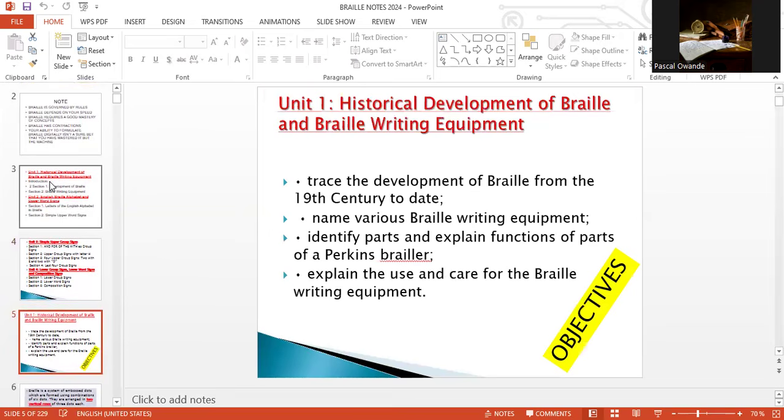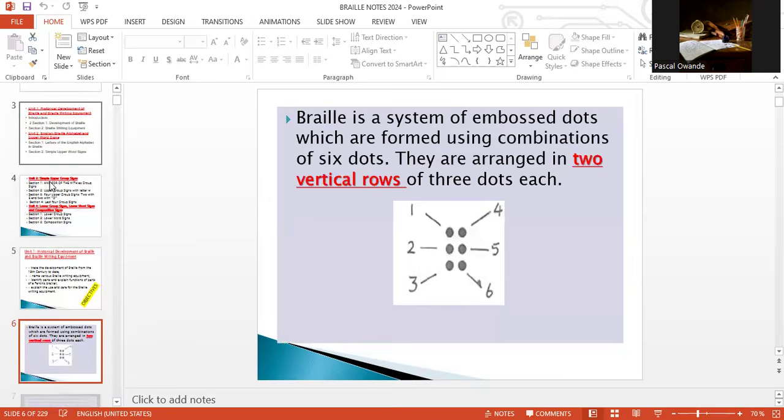Now, under the historical development of Braille and Braille writing equipment, we say that the objectives here is that by the end of this unit, the teacher student should be able to trace the development of Braille from the 19th century to date, that is to date is 21st century. They should also be able to name various Braille writing equipment. They should be able to identify parts and explain functions of parts of Perkins Brailler. And finally, they should be able to explain the use and care for the Braille writing equipment.